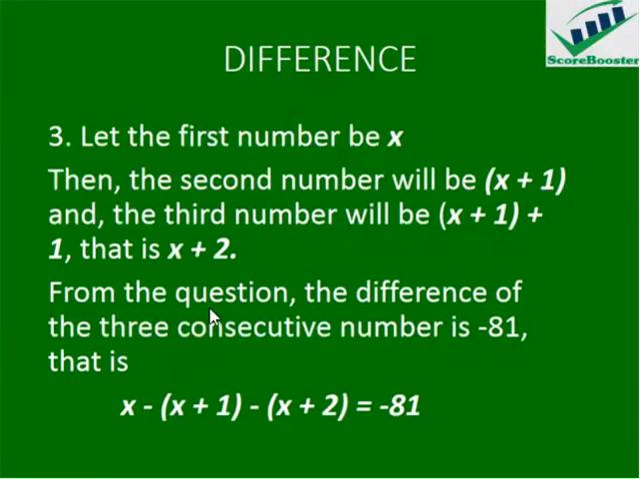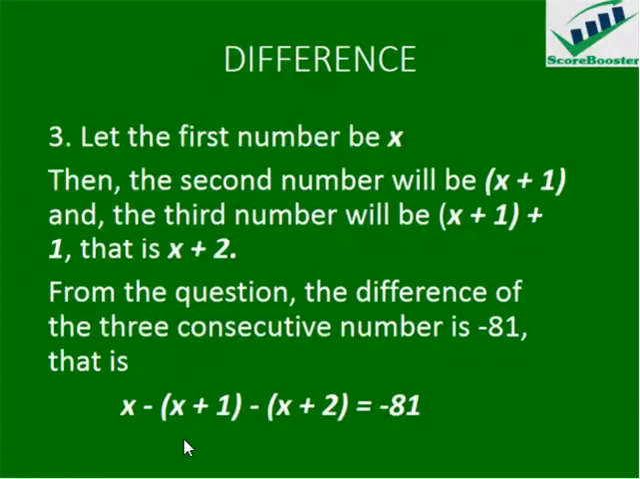So from the question, we are told that the difference of these three consecutive numbers, which we don't know, is minus 81. So we take the difference of the first, second, and third: the second from the first and the third from the second. That's why we have x minus (x plus 1) minus (x plus 2) equals minus 81. Now we open the bracket.